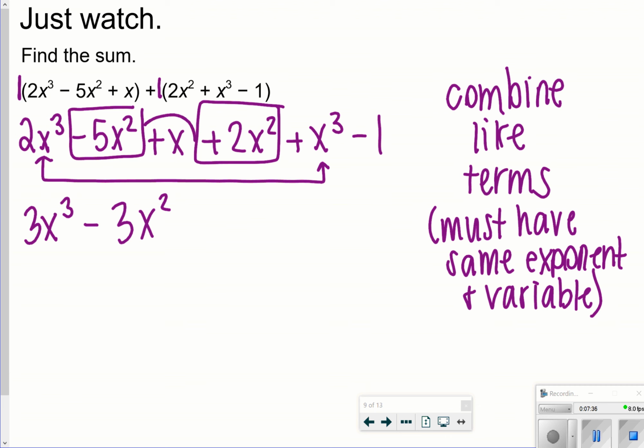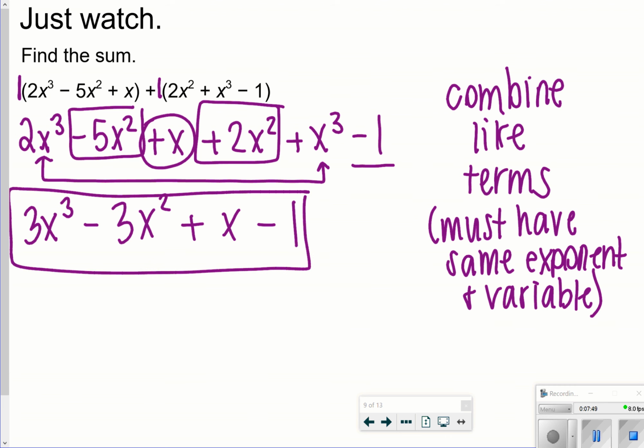This x by itself, can't combine it with anything else, so I'm just going to write plus x. And then the minus 1, also can't combine it with anything else, so I'm just going to write minus 1. So this would be my final answer here. And notice again, it's written in standard form with the highest exponent listed first and then descends down.